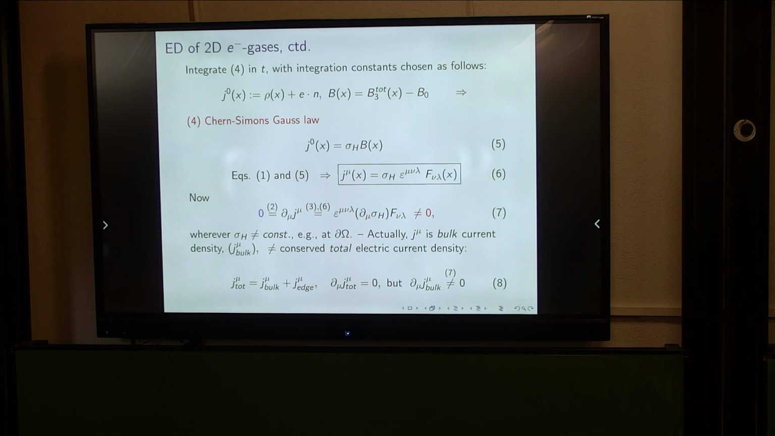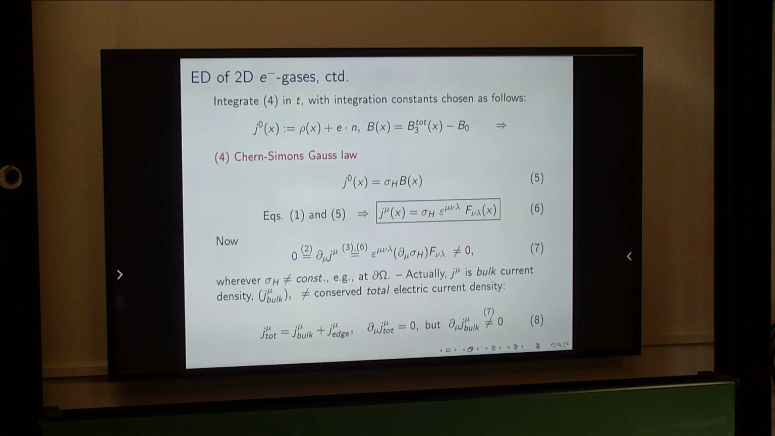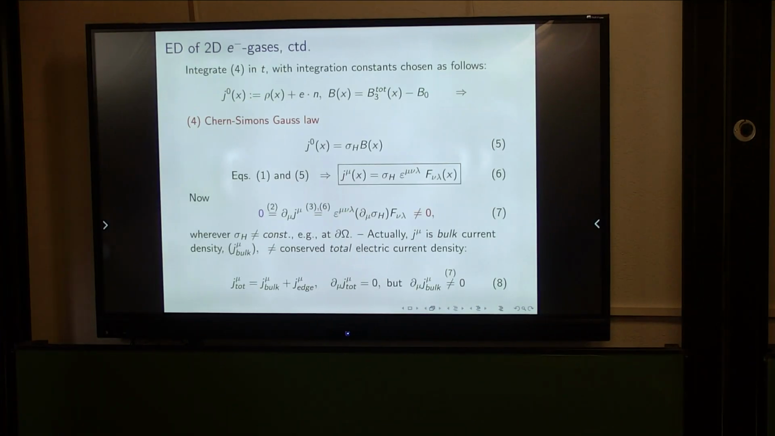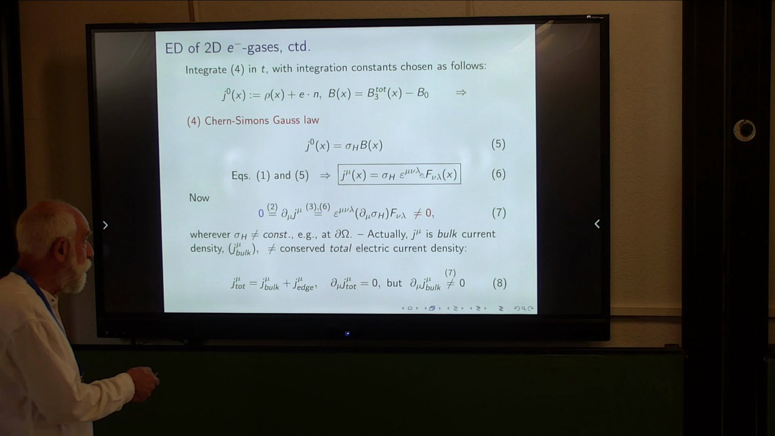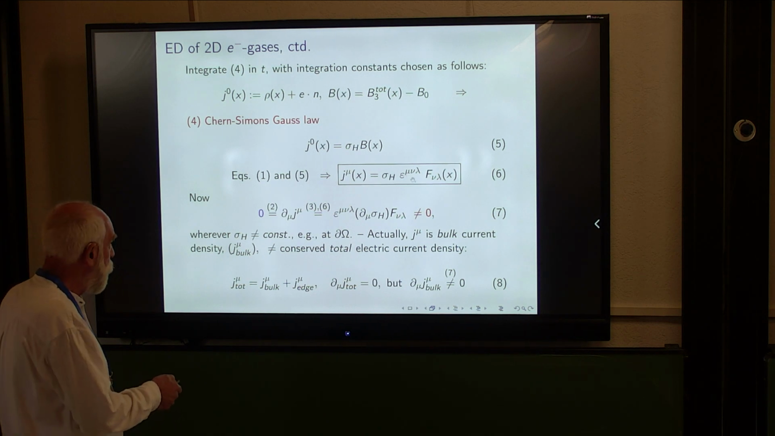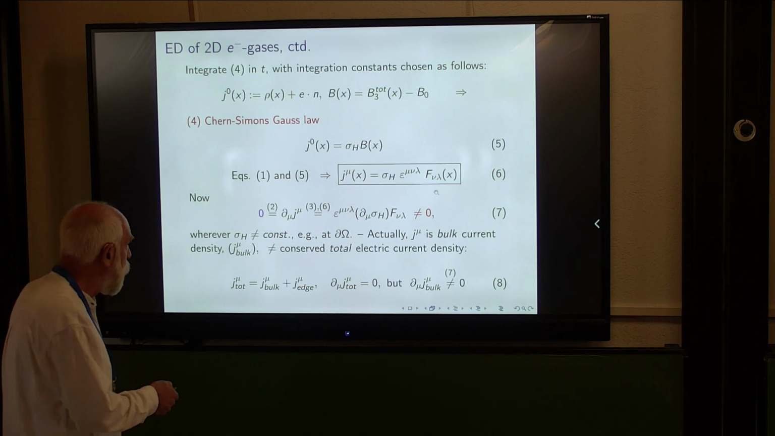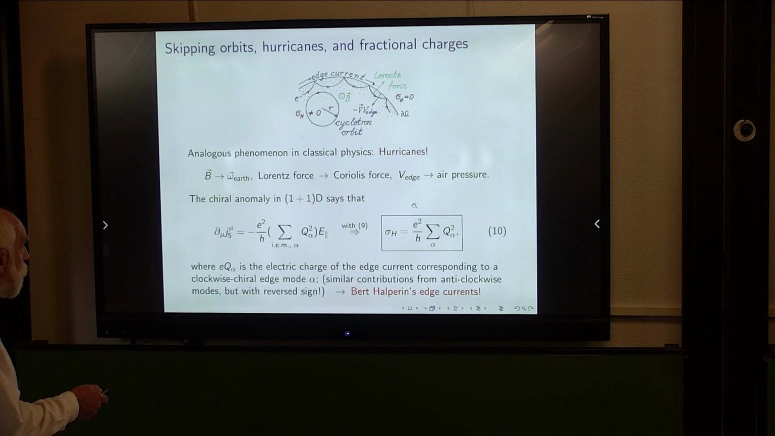This is related to what Eugene said about Bayer, Yang, and so on. So it's actually sort of important to realize that. Now you can combine Hall's law and this so-called Chern-Simons Gauss law, and you find a generally covariant relation between the field tensor of the electromagnetic field and the vector current density, which is this equation number 6.